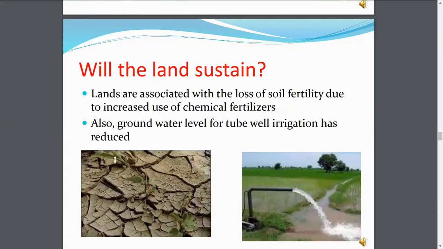Now the question is, will the land sustain? That means when we are using all these chemical fertilizers, pesticides, and high yielding variety seeds, will our land sustain this? The two points you have to keep in mind: land is associated with loss of soil fertility due to increased use of chemical fertilizers. As we are using more chemical fertilizers, the soil fertility is lost. The land is losing its fertility. Second, the groundwater level for tube well irrigation has reduced. The groundwater level also gets reduced because of this.